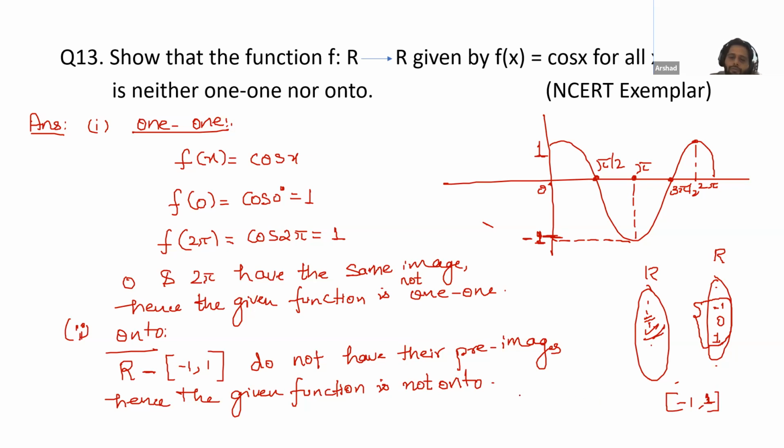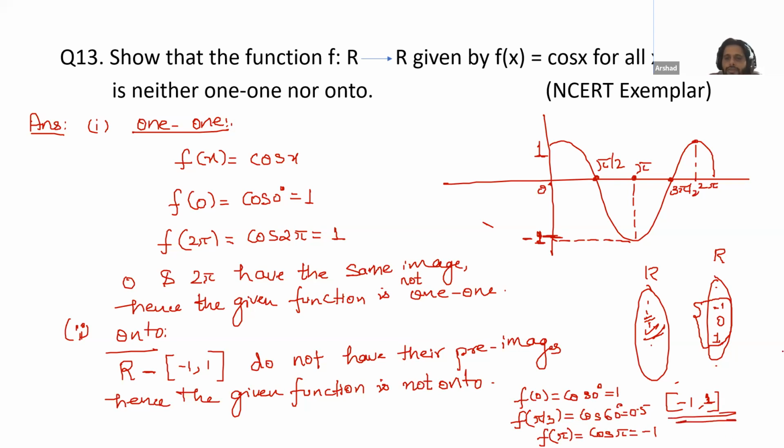For example, if you put 0, what will you get? 1. If you put pi by 3, that means cos 60 degrees. What is cos 60? 0.5. Okay, if you put pi, cos 180, you will get -1. So I'm saying whatever angle you put in the cosine, the result will lie from -1 to 1 only.